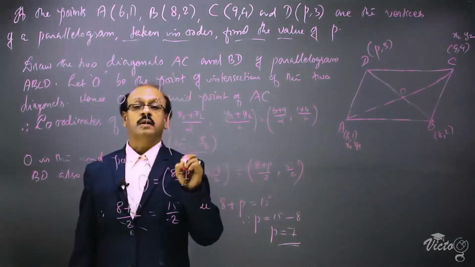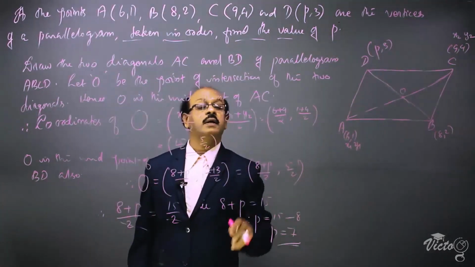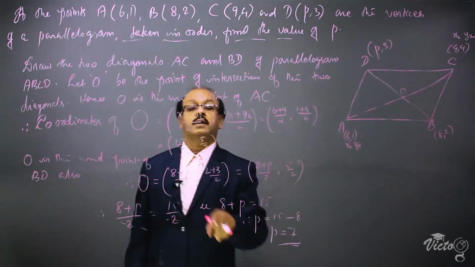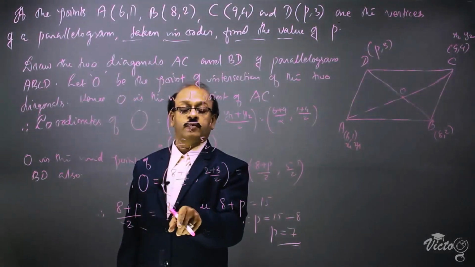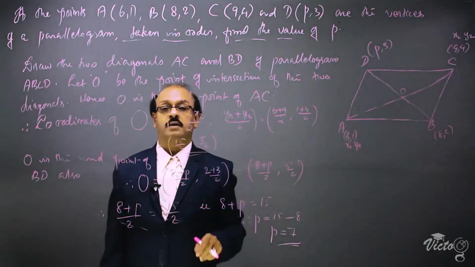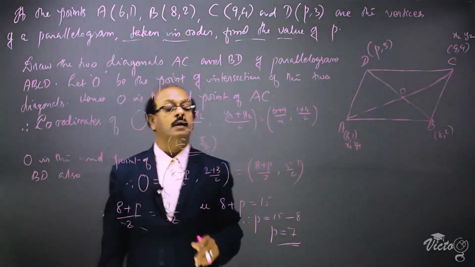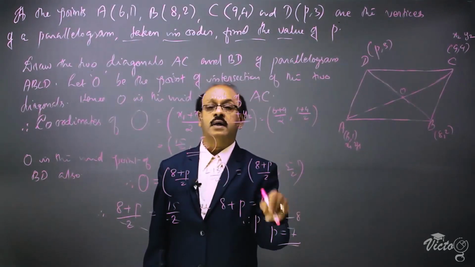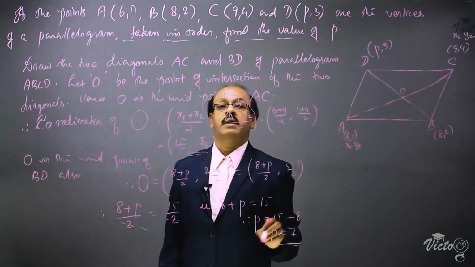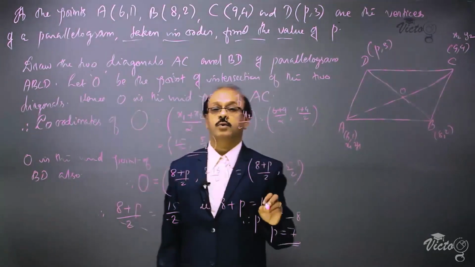We are equating the coordinates of O. The x coordinate here is (8 + P)/2 and here it is 15/2. Both are equal, so (8 + P)/2 = 15/2. We can cancel the denominators, so 8 + P = 15. Therefore P = 15 - 8 and the value of P is 7. This is the answer. The value of P is 7.